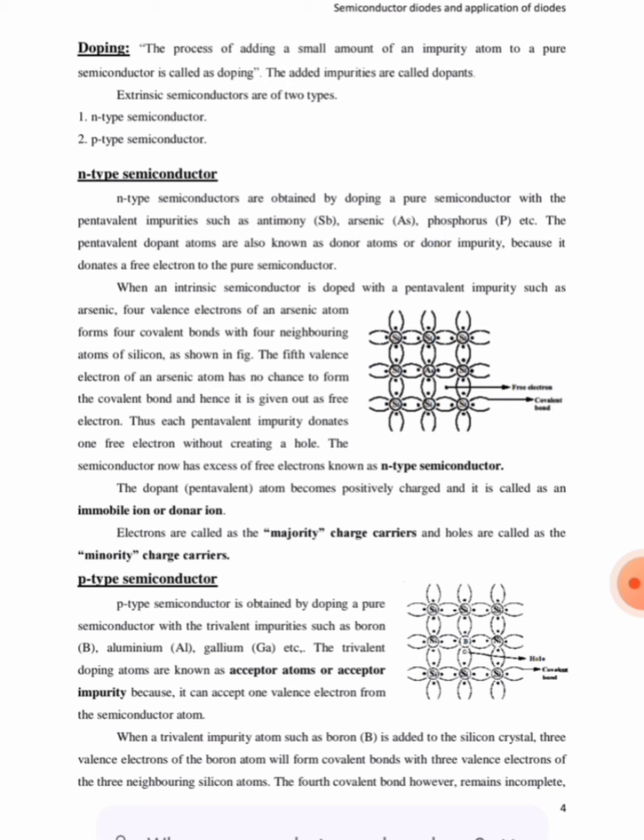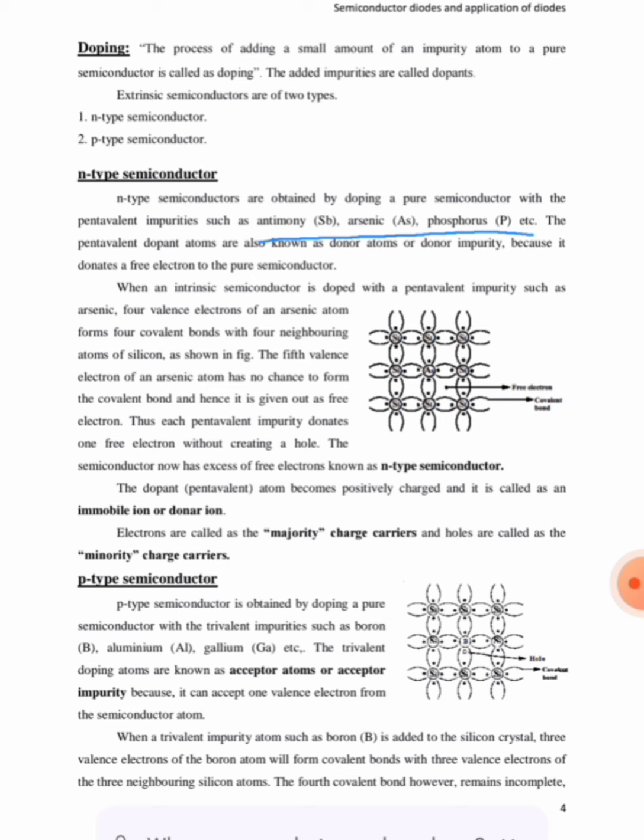So what is this n type of semiconductor? N type semiconductors are obtained by adding impurities to the pure semiconductor atoms. When pentavalent impurity atoms are added to pure semiconductor atoms, we get an n type semiconductor, and examples of pentavalent impurity atoms are antimony, arsenic, phosphorus, etc.